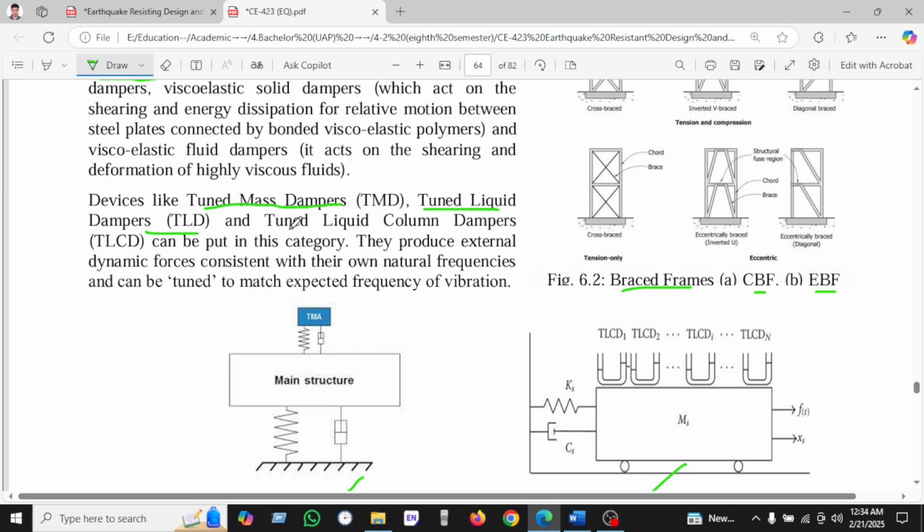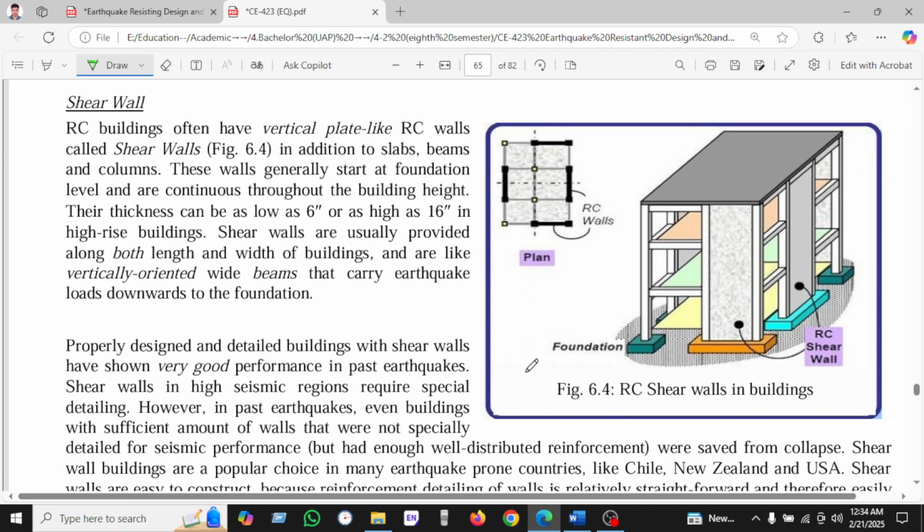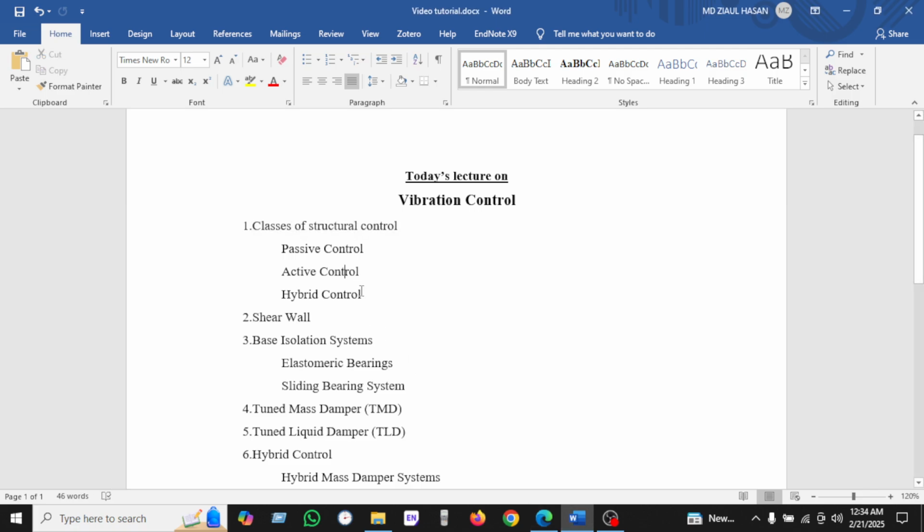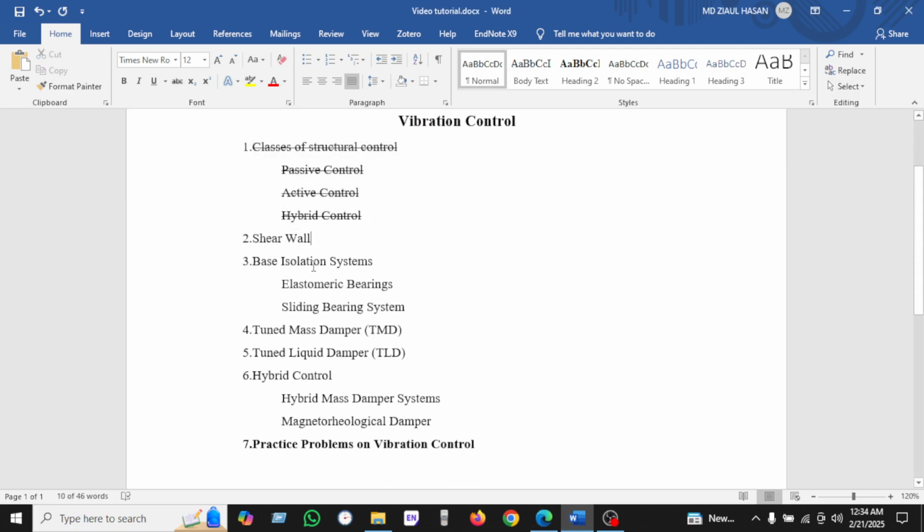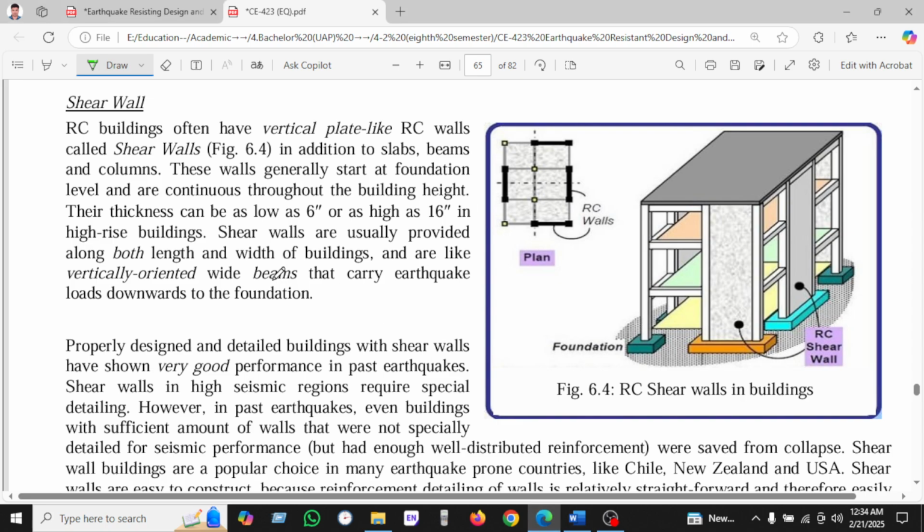We can see devices like TMD, which is the tuned mass damper, and TLD, which is the tuned liquid damper, and the tuned liquid column damper, which can be put into categories. Those producing external dynamic forces have their own natural frequencies. It can be tuned to match the expected vibration frequency. Okay, in this way we can complete this. So now we'll go to the shear wall. Number two is the shear wall. These are showing the shear wall in a building.